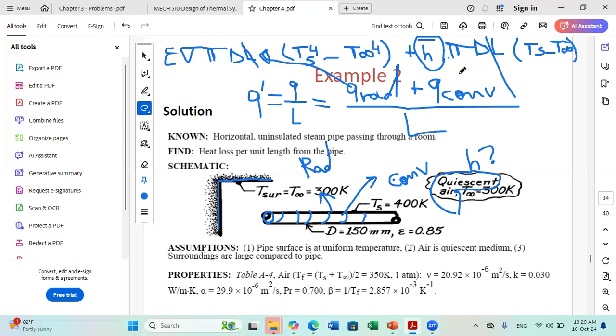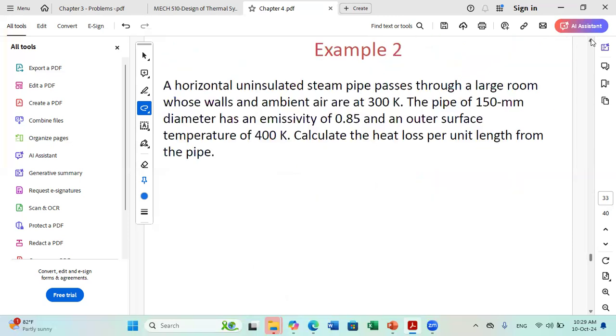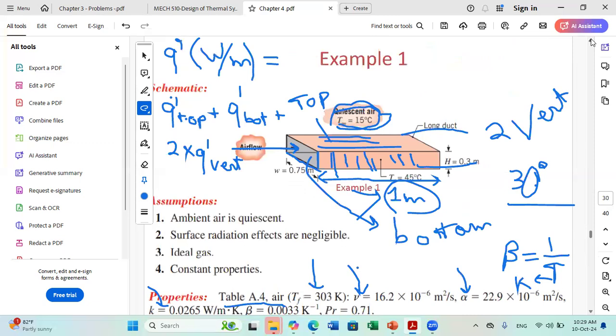How to find H bar? We should look at the geometry of the figure. What do we have here? We have a very long horizontal cylinder. Very long horizontal cylinder. So we go to our slides to see what is the formula for a very long horizontal cylinder.